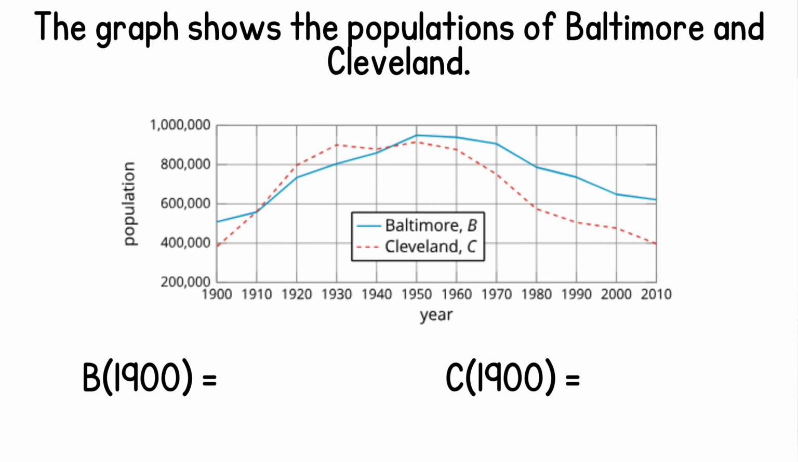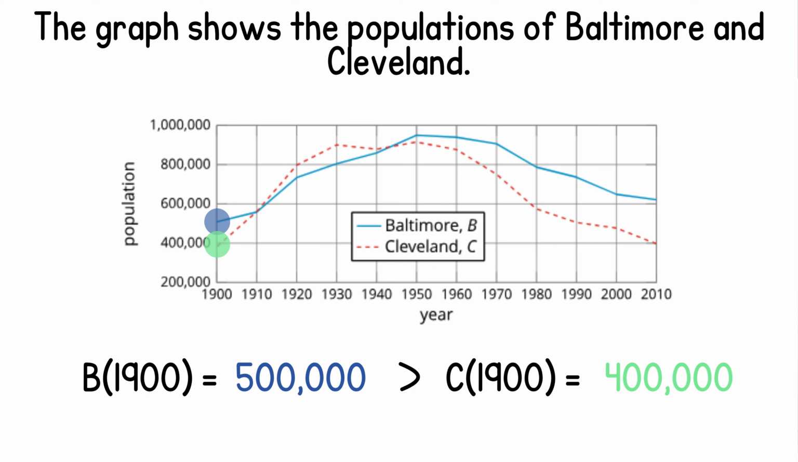Next, we're going to compare the two populations of Baltimore and Cleveland in 1900. We'll start by looking at Baltimore's population in 1900, and we can see it's around 500,000. Now let's look at Cleveland's population in 1900. We can see this is right at 400,000. So we can say that in 1900, Baltimore had a greater population.